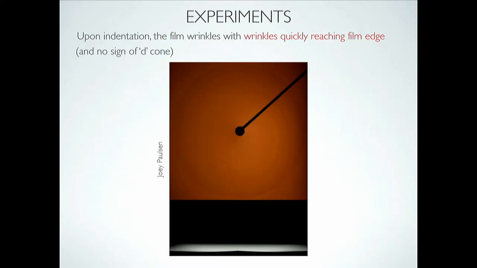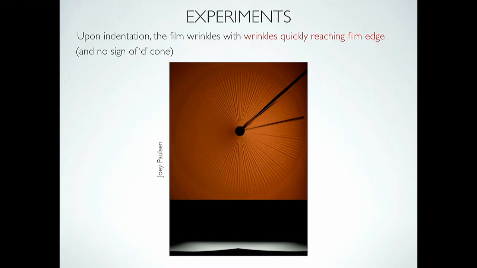So these are some experiments. On the top, you're going to see a sort of top view of this poking. And in the bottom, you can just see a sort of cross-section through there. So what we're doing is just increasing the indentation depth. We're pushing from underneath. And what you see is that wrinkles very quickly reach the edge of the film, okay?